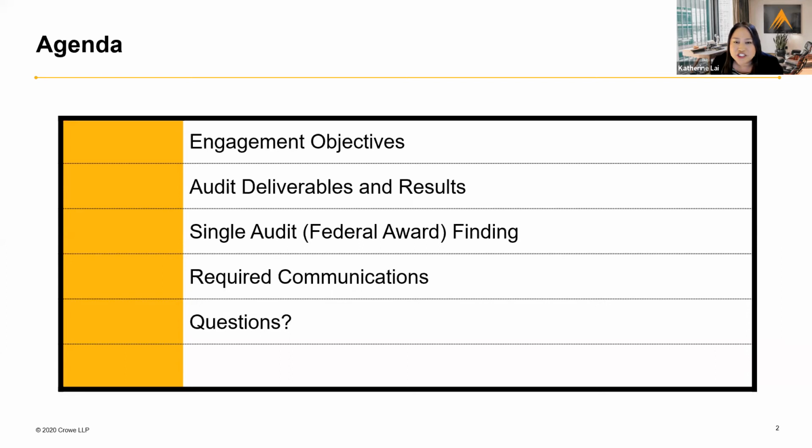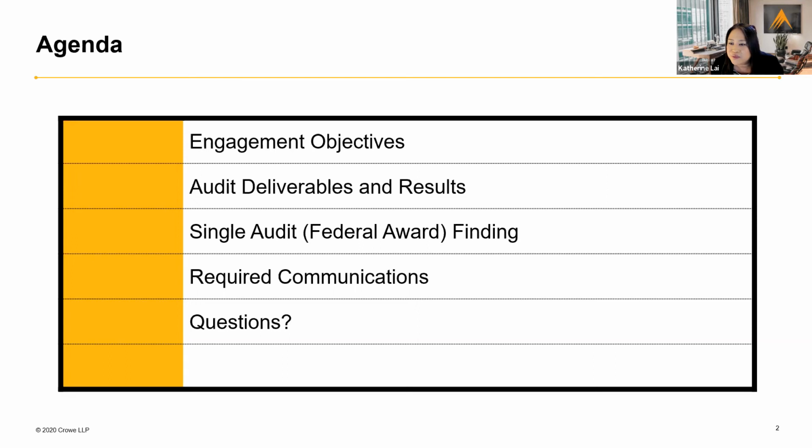Great. So here's our short agenda. It's been quite some time since we've met, so I wanted to spend some time reviewing our engagement objectives. Second, we're going to discuss our audit deliverables and likewise the results. Third, I did want to spend a little bit of time talking about a specific finding that we had in relation to P-card purchases and travel. And then last but not least, we'll do some required communications that are required under our professional standards, and certainly questions are welcome throughout and certainly at the end as well.